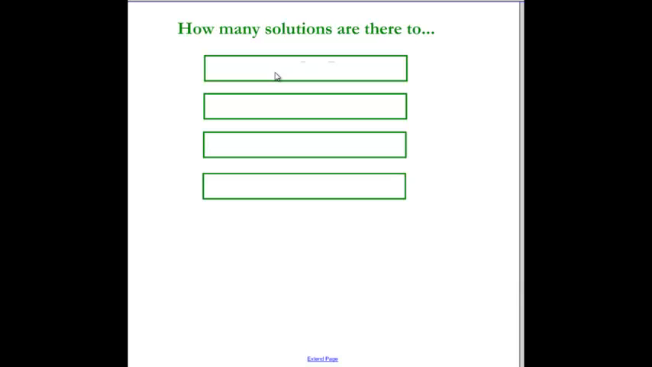Let's start tonight's video by asking a couple of questions. How many solutions are there to this equation? There is one solution, x equals 2. If x is anything other than 2, we do not get a correct answer. How about the inequality x plus 5 is less than 7? We have an infinite number of solutions that could work.